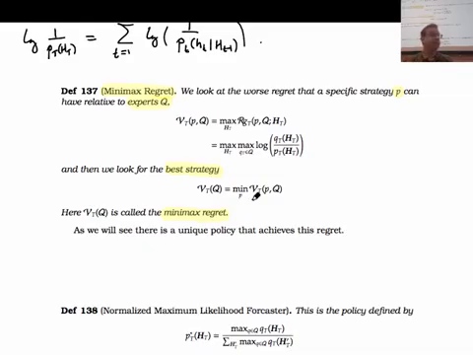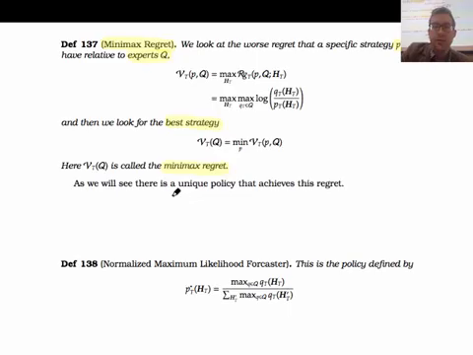Minimax is a notion that comes up a lot in game theory. Also, if you've done Lagrangian optimization, duality is essentially a minimax result. So it comes up a lot in different settings. Anyway, about minimax: it's somehow trying to do as best you can given the worst case outcome. All right? And as we'll see, there's actually a unique policy that you can follow that achieves this regret.